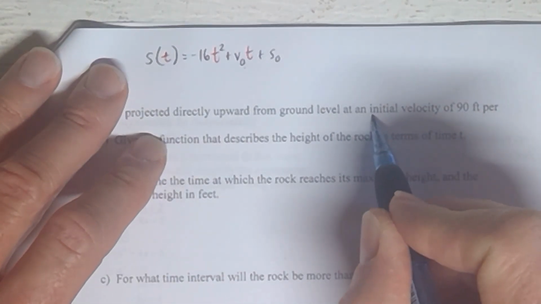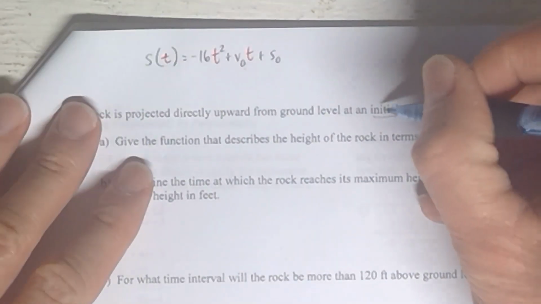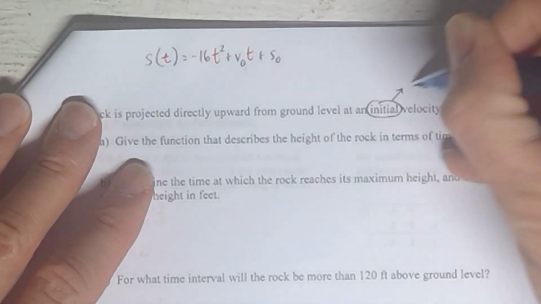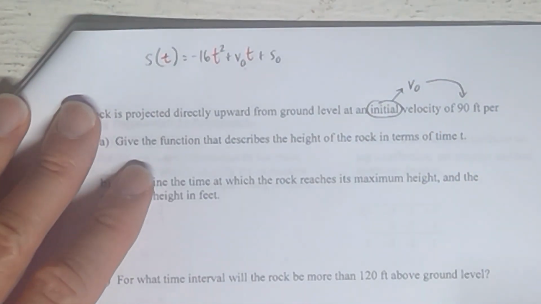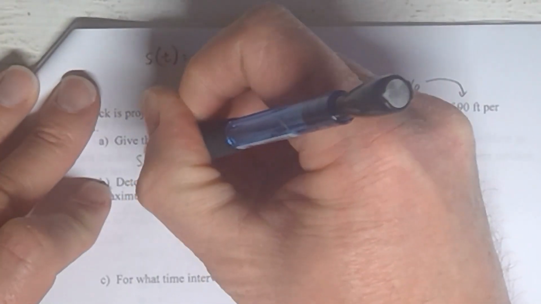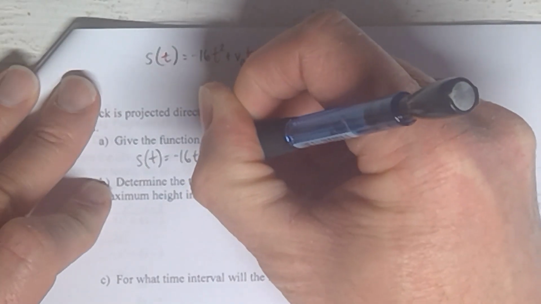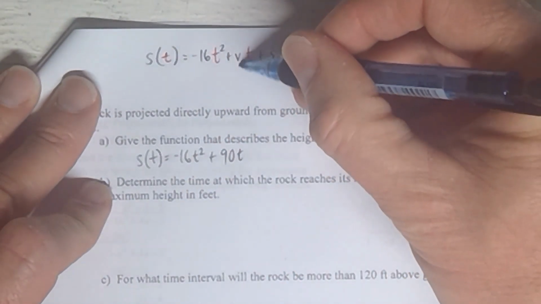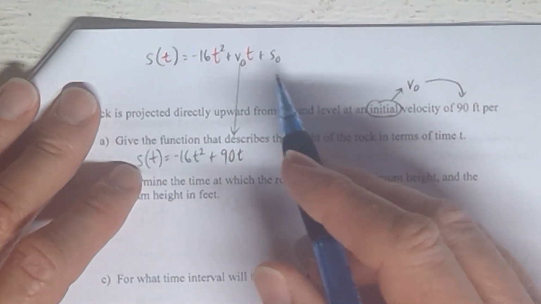Well, you can see here it says the initial velocity, which is obviously a reference to the fact that it's the velocity at the beginning. It's going to be 90 feet per second. So therefore, I'm going to put 90 into that spot right here. Let me do that. So 90 goes in the place of where that V naught thing is right there. Okay. And then what about S naught?